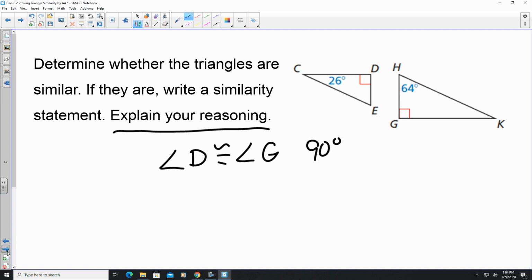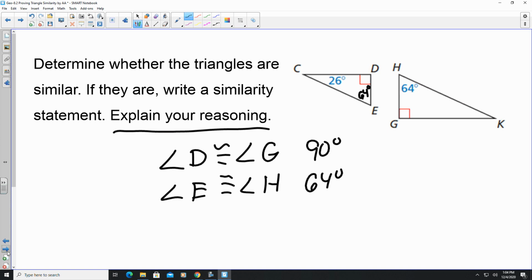All right. Next, I see angle C is 26 and angle H is 64. At the moment, they're not the same, but we have an unknown angle, either E or K, depending on which way you want to look at it. I'm going to use the triangle sum theorem to figure out what angle E is, because I know that the sum of all the angles in a triangle is 180 degrees. So if I took 180, subtracted 90, subtracted 26, I would get 64. So since I now know that angle E is 64 degrees, angle E is congruent to angle H because they're both 64 degrees.